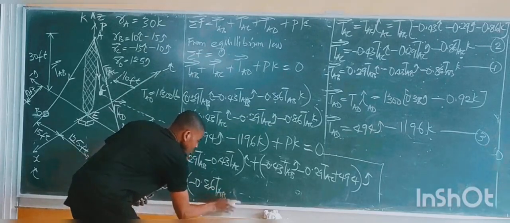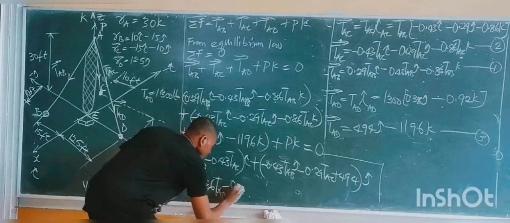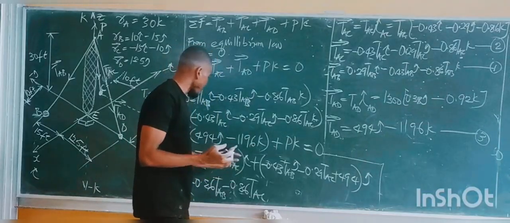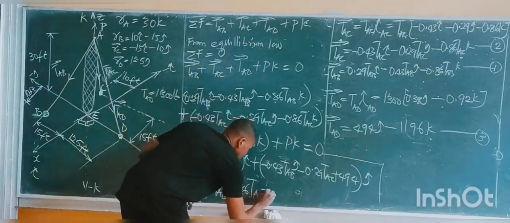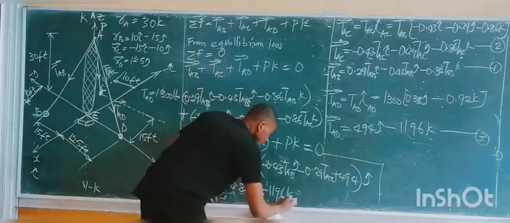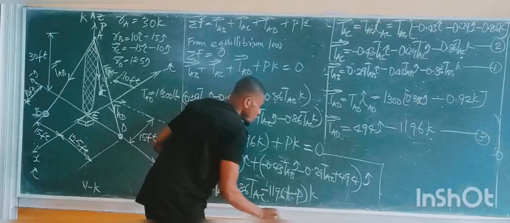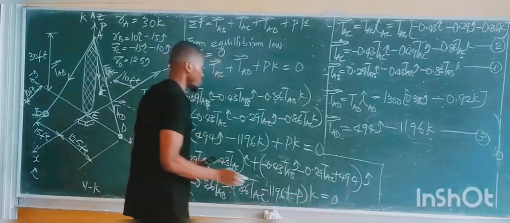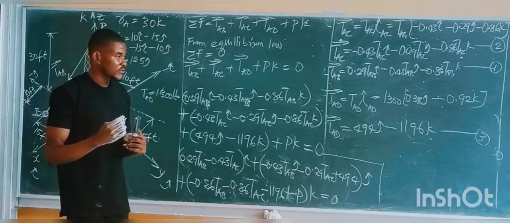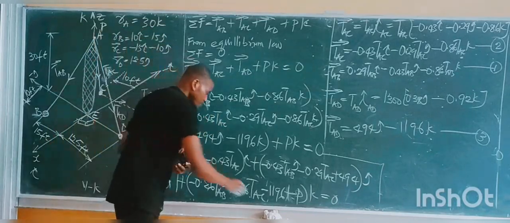We have minus 0.86 TAB, minus 0.86 TAC in the K direction. We also have minus 1196 K, and then plus P K. The whole of this is equal to 0 from the equilibrium condition. All we did here was collect like terms in unit vectors, so we bring all the i's together, all the j's together, and all the k's together.